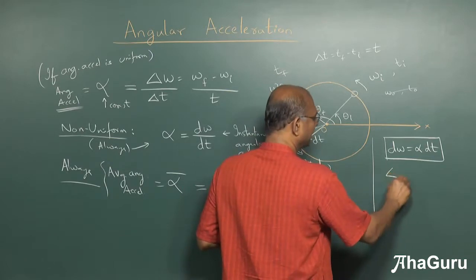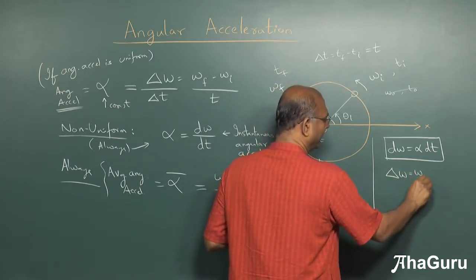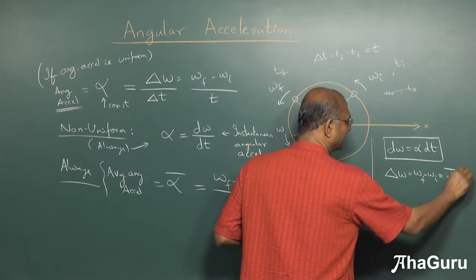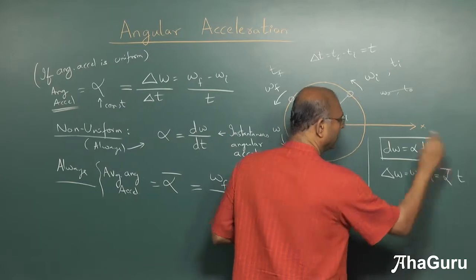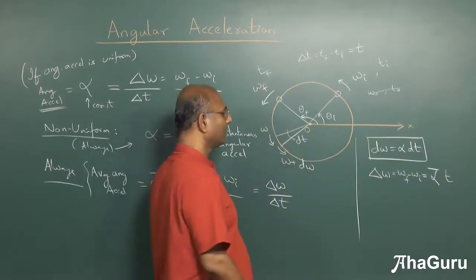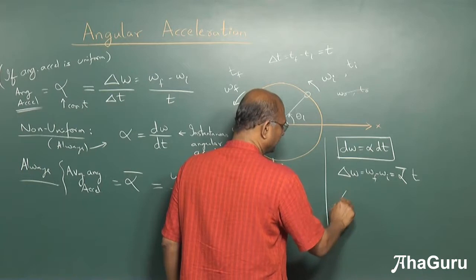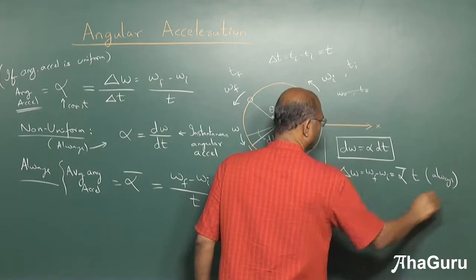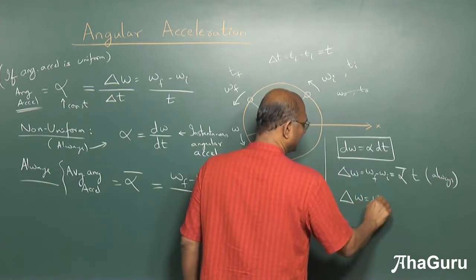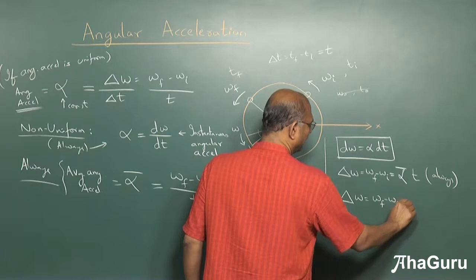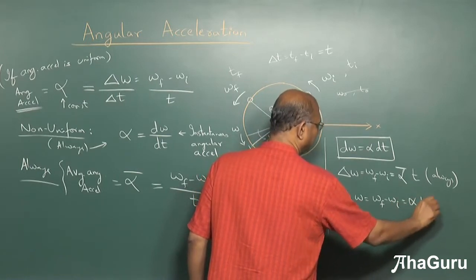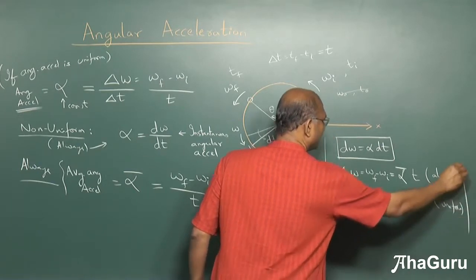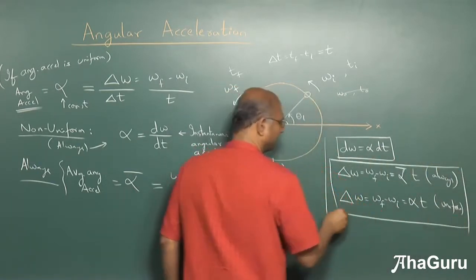Always, delta omega, which is final omega minus initial omega, is average angular acceleration into time. And in special cases, that is, when we are talking about the uniform alpha case, then you can say alpha into t for uniform. We will use both of these quite a bit.